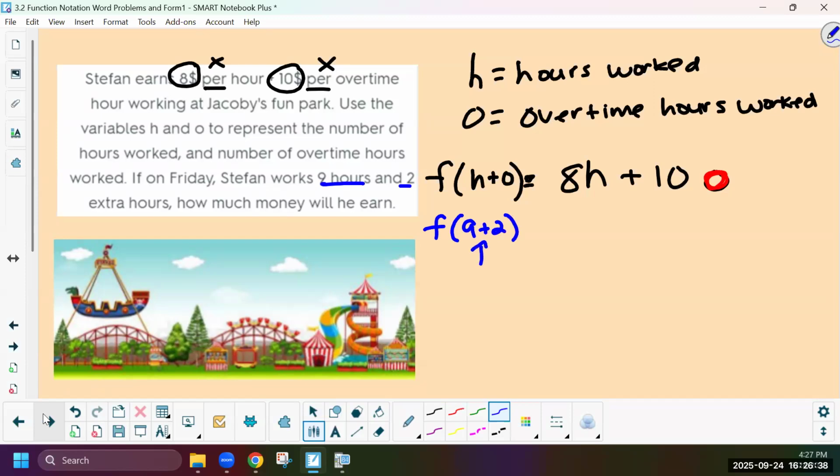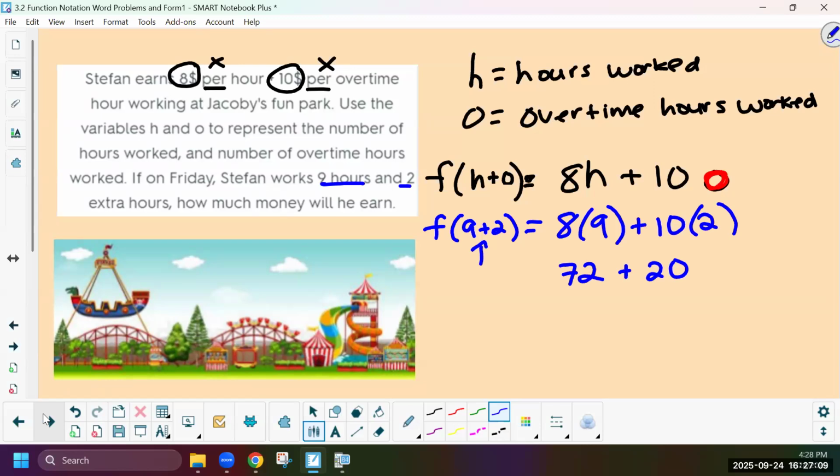This does not really mean 9 plus 2. Okay, it just represents the two things there. We've got 8 dollars times 9 hours that was worked, plus 10 dollars times 2 hours worked. So for the regular time, he works 9 hours, he makes $8 an hour. That means he earns $72 of normal pay. Plus, he worked 2 hours of overtime at $10 an hour, so that's another $20 he earned.